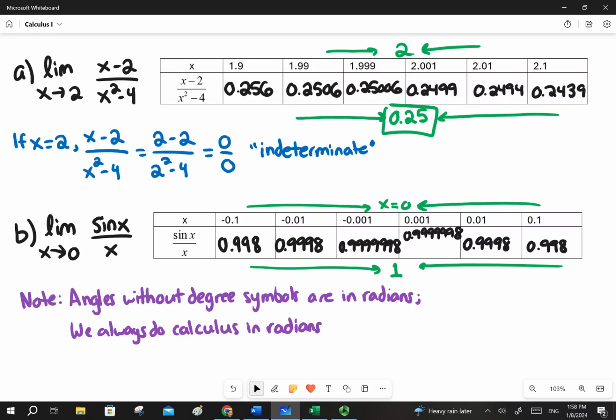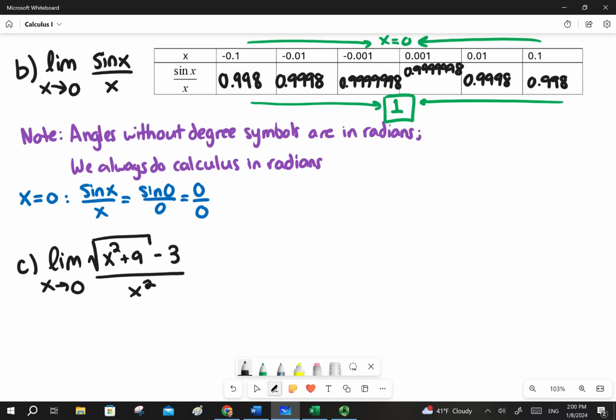This limit is important for proving what the derivative of the sine function is later on in the course, but it requires geometry to prove. Notice again that directly plugging in 0 for x does not work because the sine of 0 is 0, so we end up with 0 over 0 again.